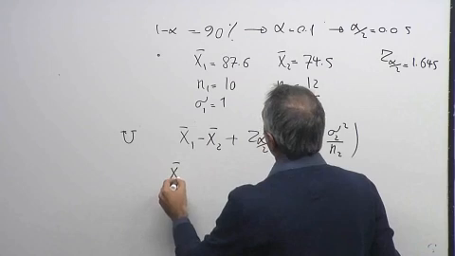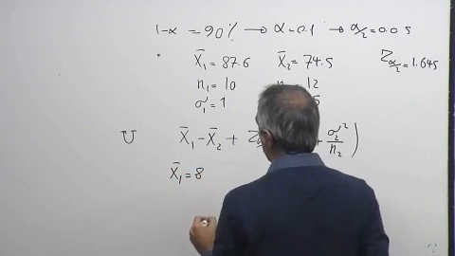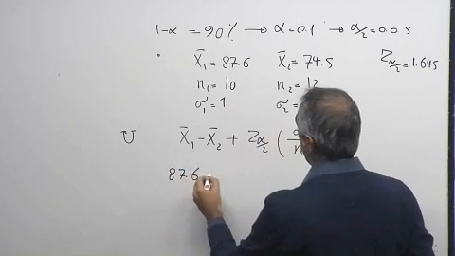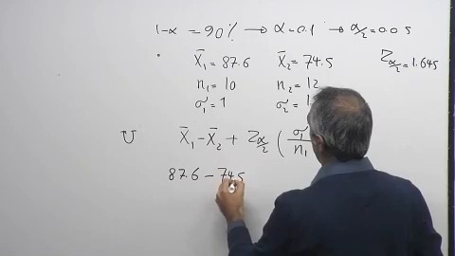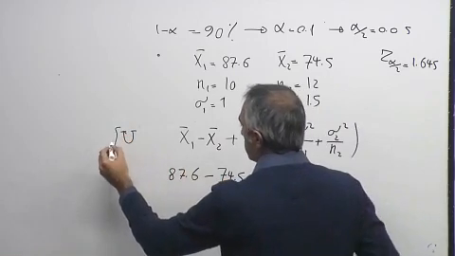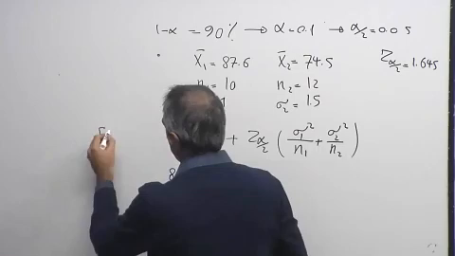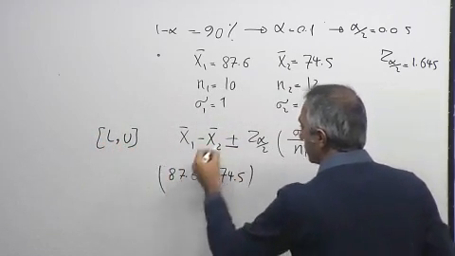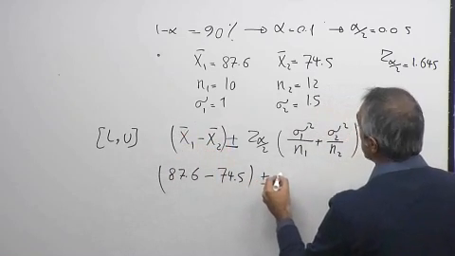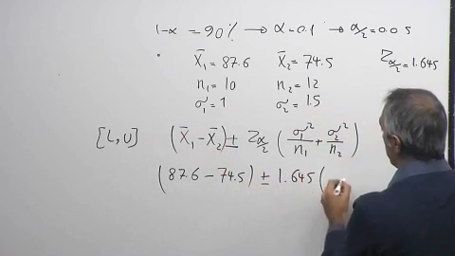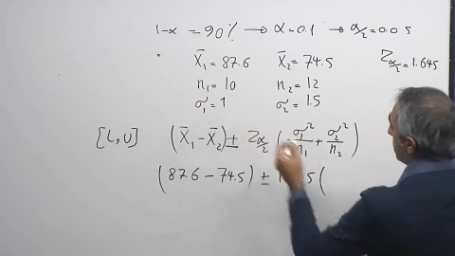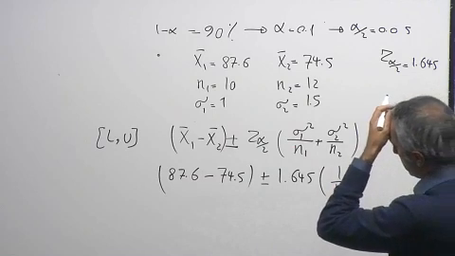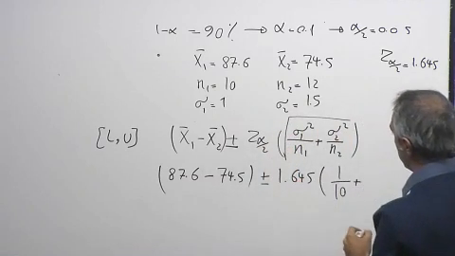So your X bar 1 is 87.6, so 87.6 minus 74.5. So let's write this down as L and U, plus minus 1.645. Sigma 1 is 1, squared, divided by 10. And actually, this should be a square root.